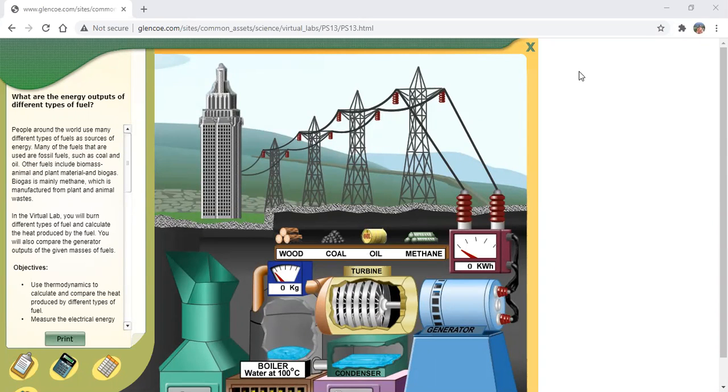Hi, everybody. Some of you are having some issues running the Glencoe lab simulation, so I'm just going to go ahead and run it for you. So the first thing it asks you to do is to read the directions.